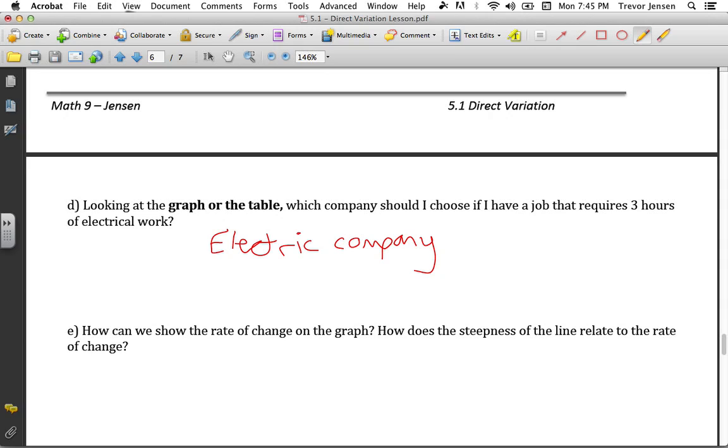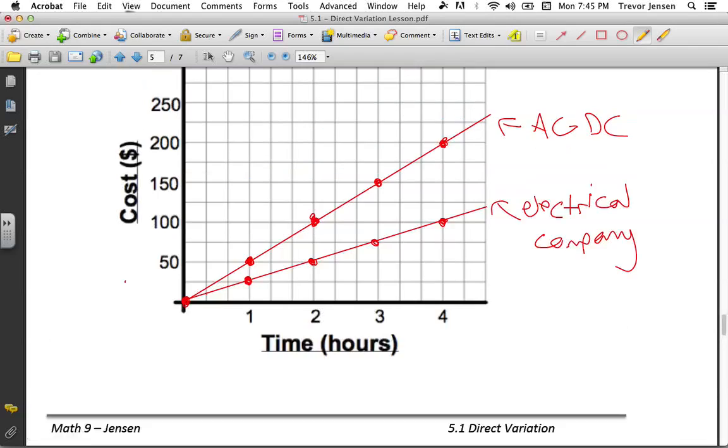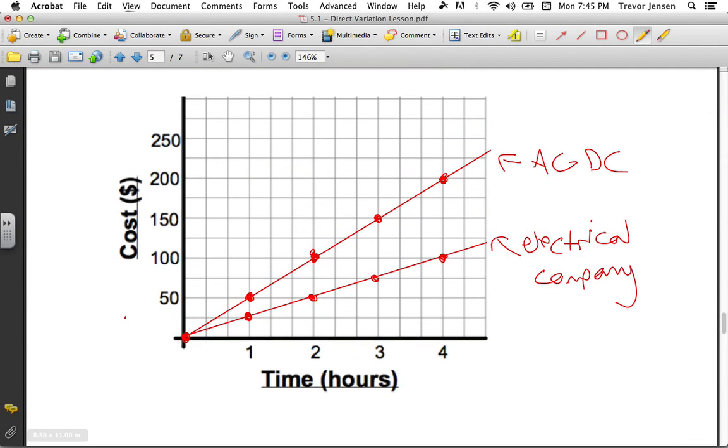Okay, how can we show the rate of change on the graph? Or another way I'd like to ask is, how does the steepness of the line relate to the rate of change? So that's the important thing I want you to notice here. How does the steepness of this line relate to the rate of change? Well, we know the rate of change, or the constant of variation, for electrical company was 25. And we know for AC/DC, the rate of change, or constant of variation, was 50. So AC/DC has a steeper line because it goes up by 50 every time.